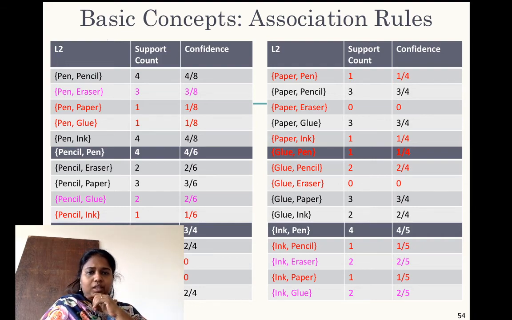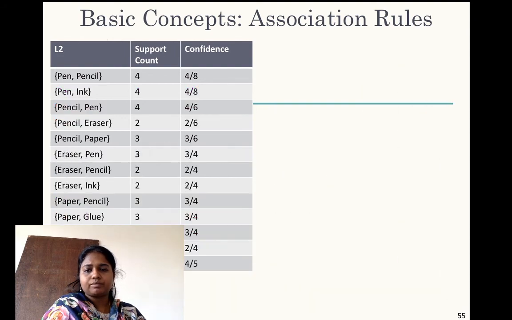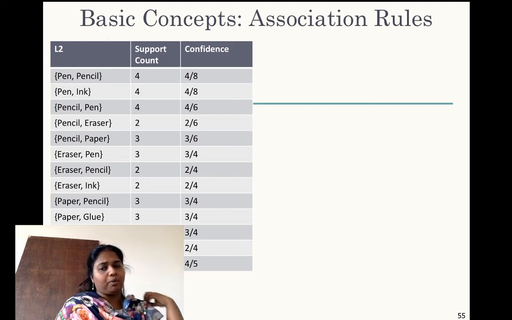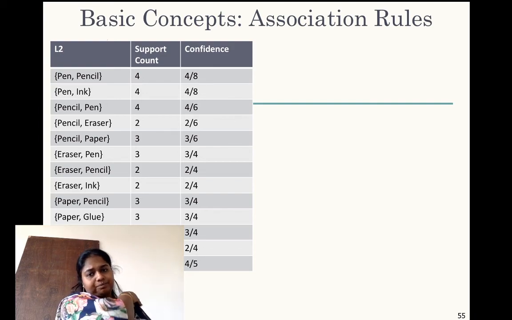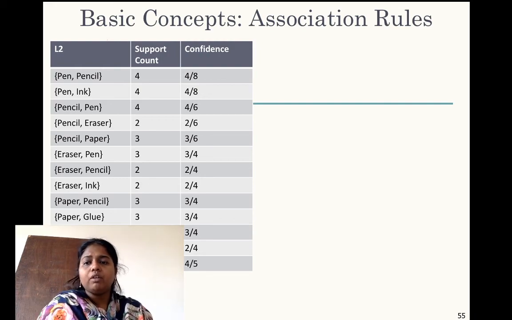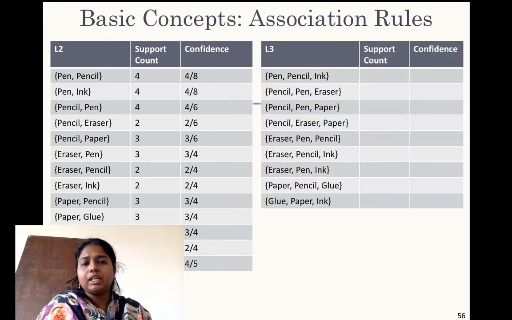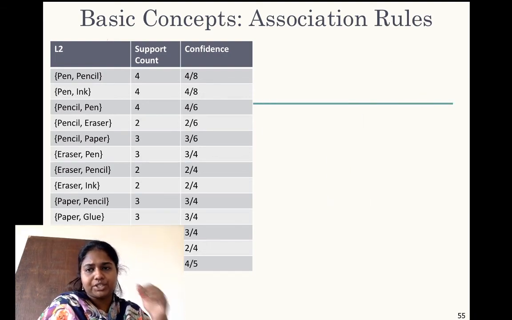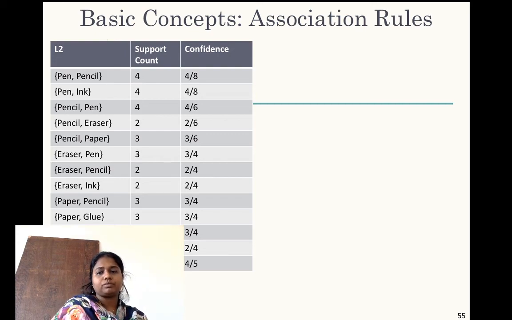Now if I take my minimum support value as 3, then the pen and eraser combination will also go away. So likewise, I can take my minimum support value and define my set. Once my set is defined, I have got a set in L2. For L2, now I am going to form L3, from all possible combinations of L2.